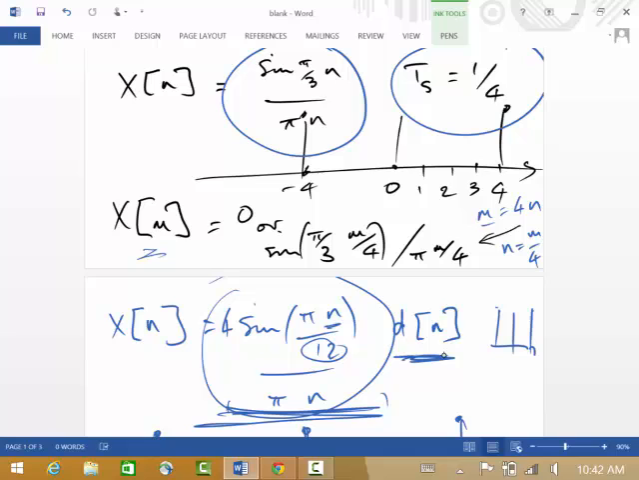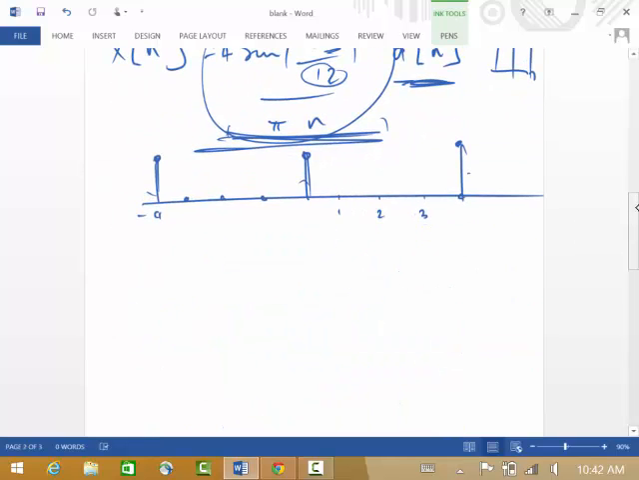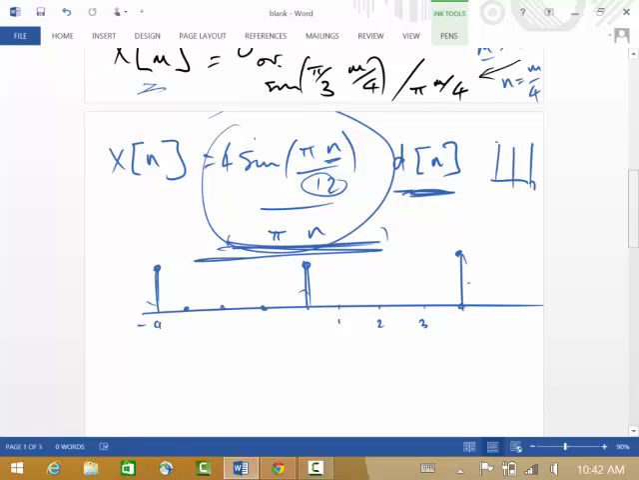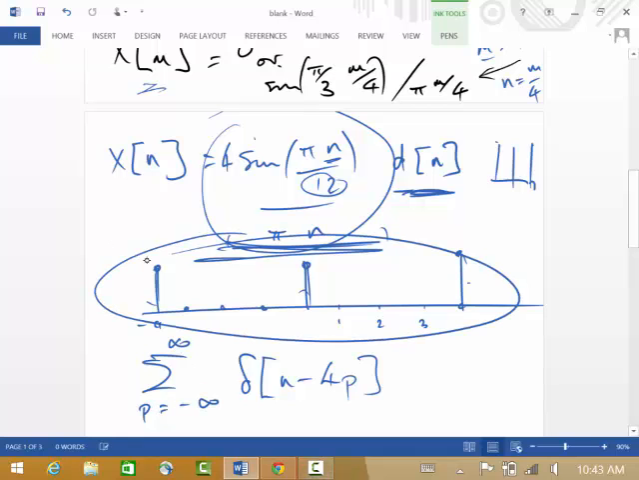Okay, if that is indeed what we're supposed to do, we know how to do this, because we already did exactly this. It's essentially the same thing as when we did sampling in the first place, because we took a continuous time function and multiplied it by periodic delta functions. In this case, our periodic delta functions are delta of n minus 4p, and we've got a sum over p equals minus infinity to infinity. That's what this thing is. And we know what that's going to do.